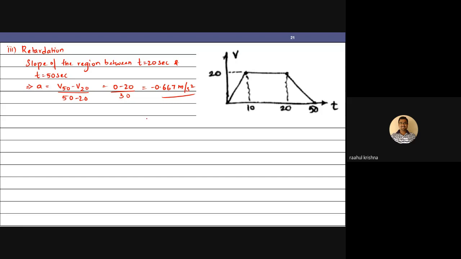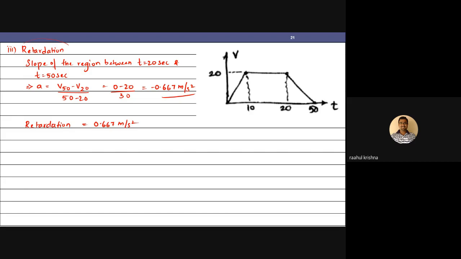So this is going to be my retardation. This is minus 20 divided by 30. But since in the question I have already asked for retardation, by using the term retardation it is already understood that the velocity is reducing. So I can write the retardation as 0.667 meters per second square, and I can neglect my sign convention here.